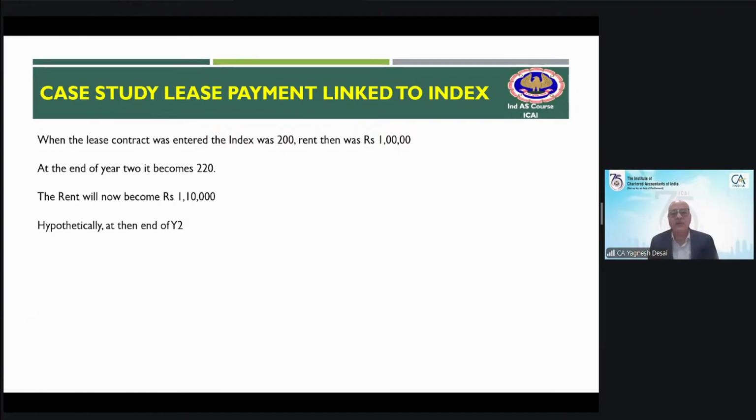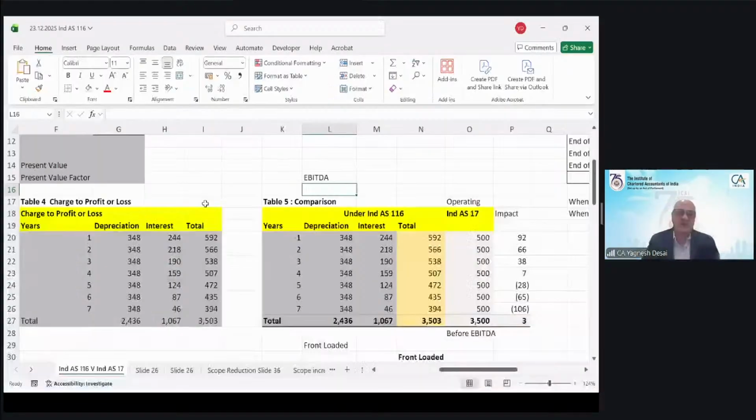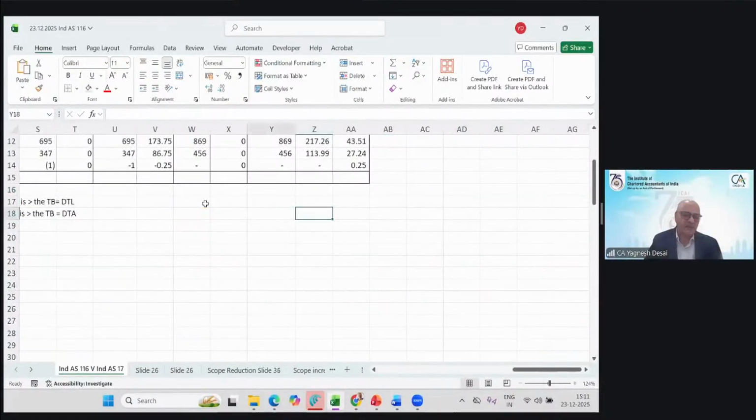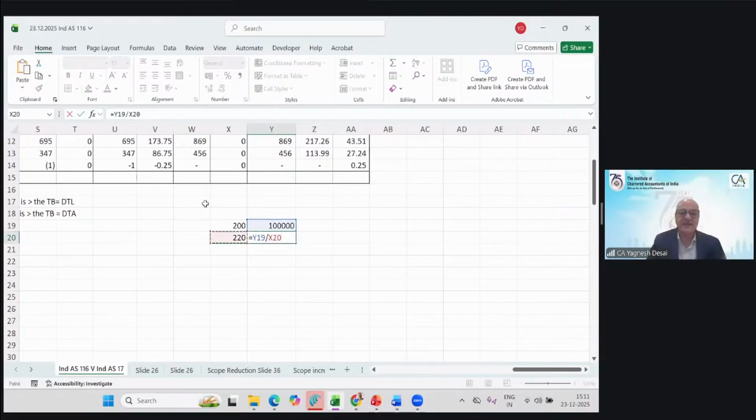Hypothetically, at the end of, I think this slide was truncated, but I explained it. Now let us presume hypothetically, let's take an example right away for the benefit of my friends. Purely on a hypothetical basis, when the index was 200, the rent was 1 lakh, and now when it becomes 220, your rent should be like this.